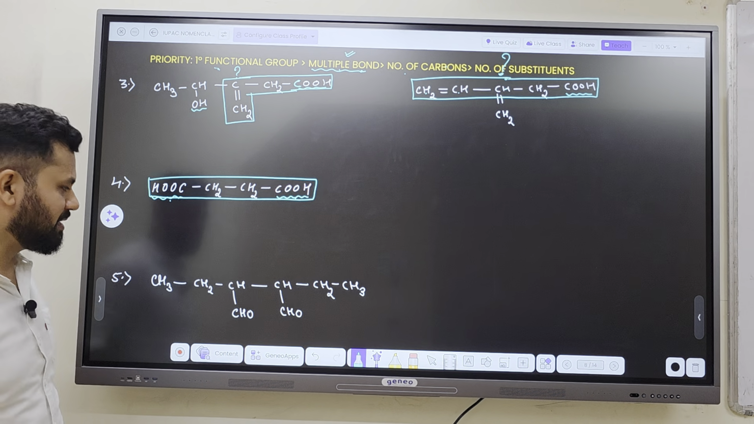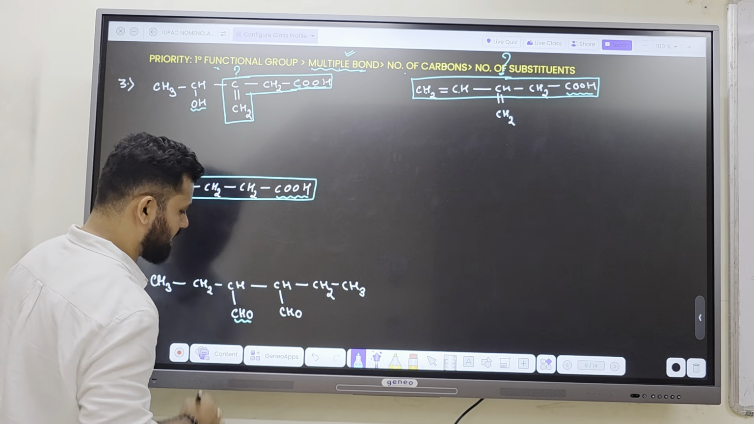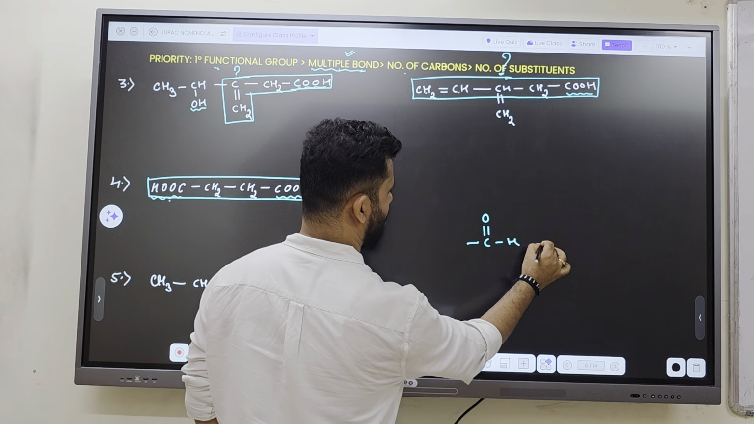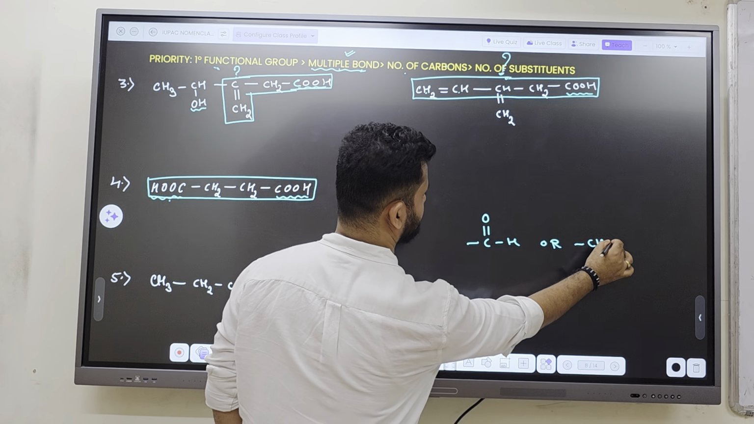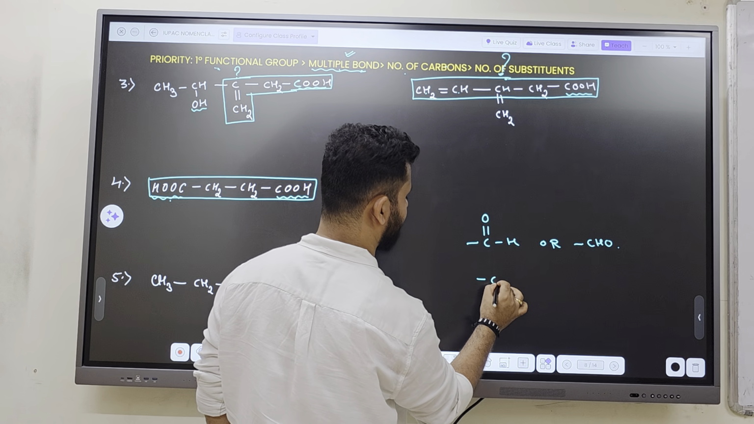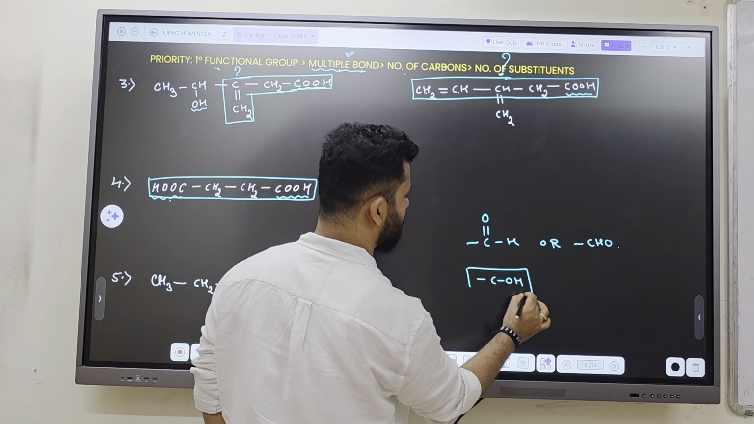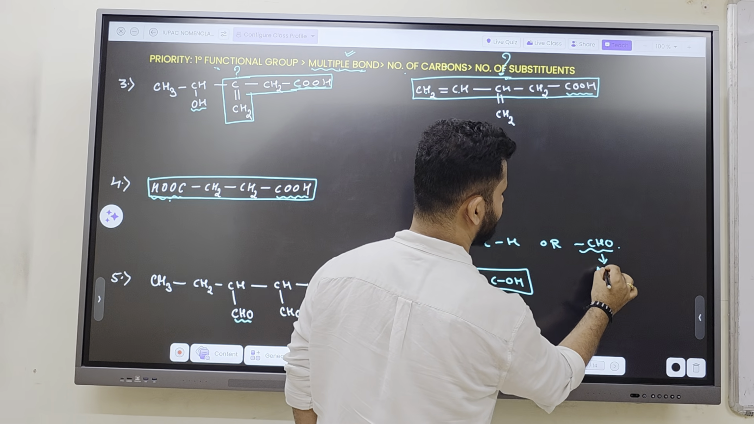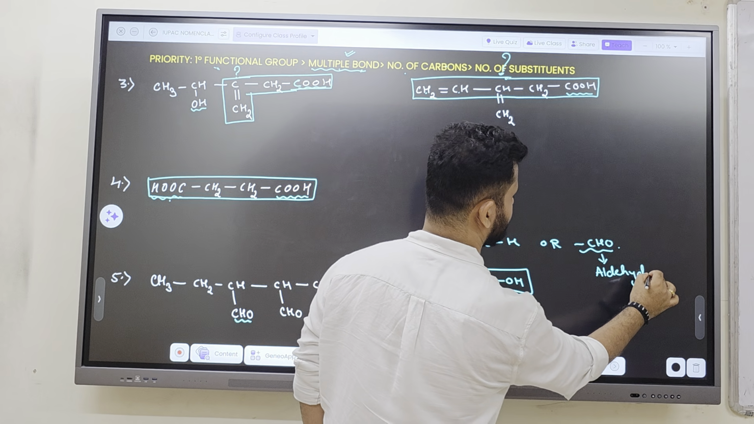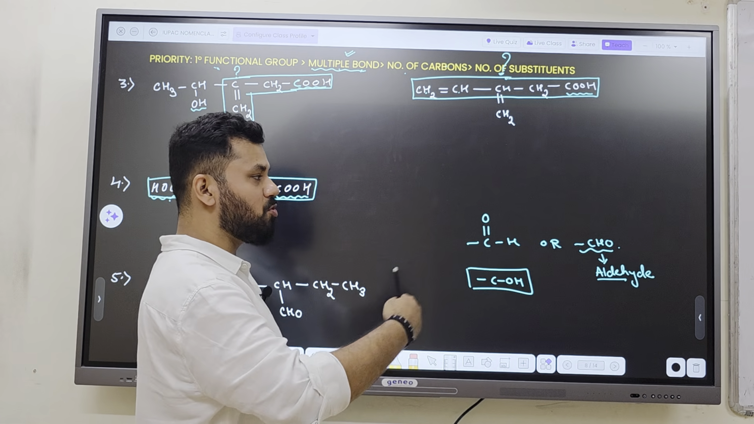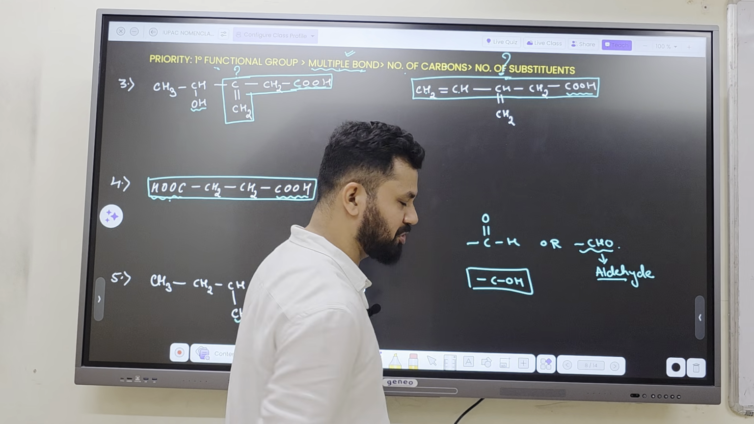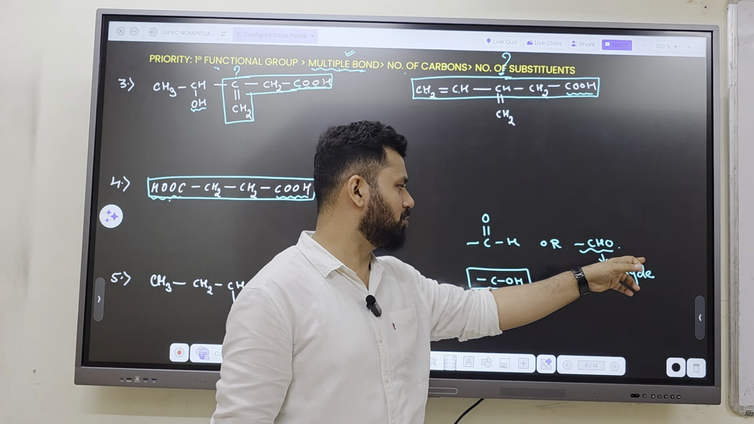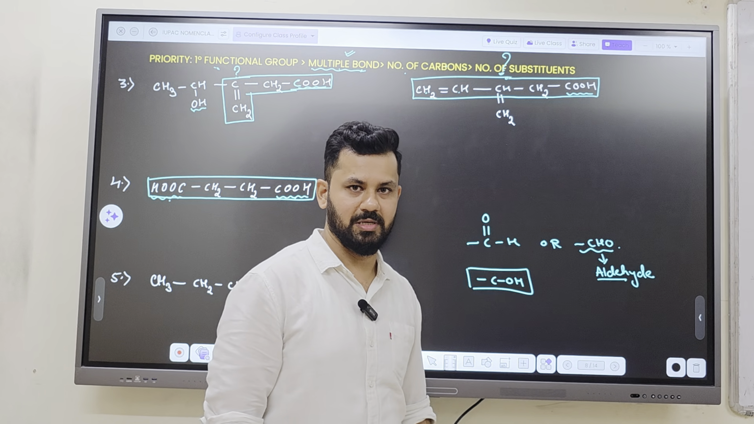Is there a functional group? Yes, sir. This is a functional group, CHO. CHO could also be written like this, or it could be directly written CHO. The point to be noted is that this is different from COH. COH means alcohol and CHO means aldehyde. Students often get confused. COH, that order is important. COH means alcohol, and CHO or C double bond OH is aldehyde.